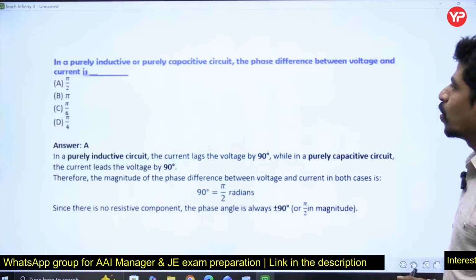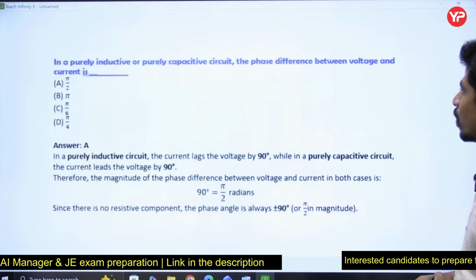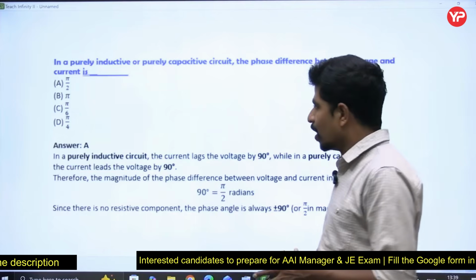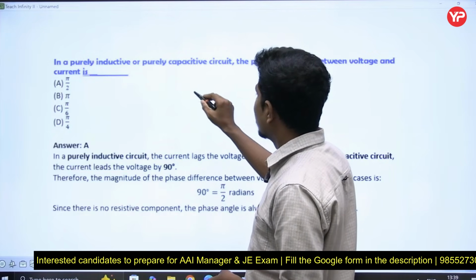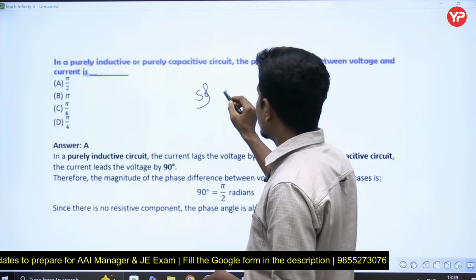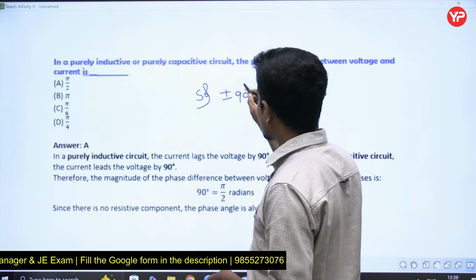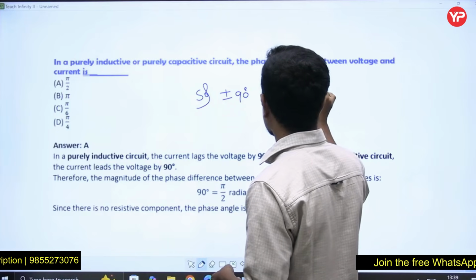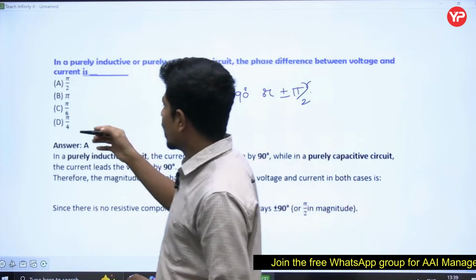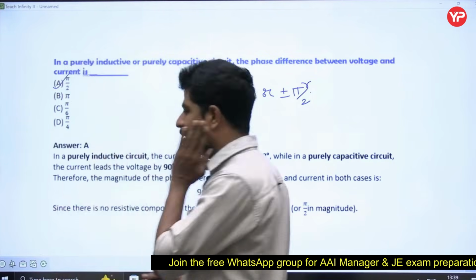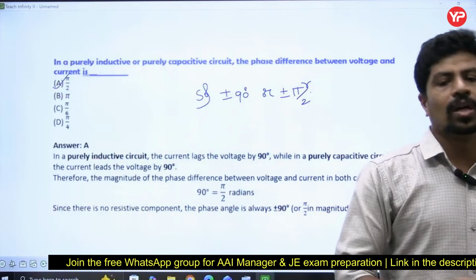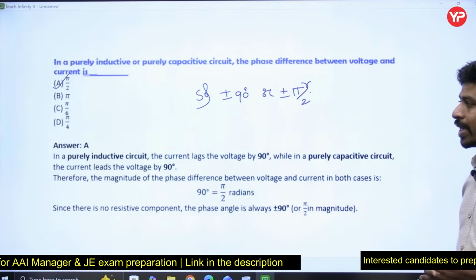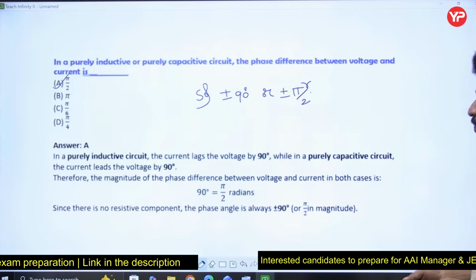Next question. In a purely inductive or purely capacitive circuit, the phase difference between voltage and current is, just now we discussed in the previous question, right? The phase difference between voltage and current is going to be plus or minus 90 degrees, or in terms of radians, plus or minus pi by 2 radians. Answer is pi by 2. Actually, it should be plus or minus, but as they did not mention it, only one option related to pi by 2 is given. We are taking it as pi by 2. That's all. It's not pi, it's not pi by 4, it's not pi by 6.